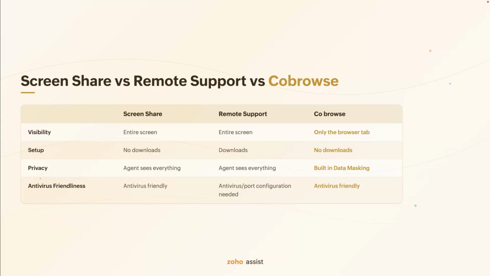Usually organizations need to allow certain codes, executables and applications in their firewall or antivirus policies to allow remote support sessions or screen sharing sessions. Since Cobrowse runs directly in the browser and uses standard HTTPS communication, it is generally firewall and antivirus friendly and doesn't require any additional configuration at the network level.